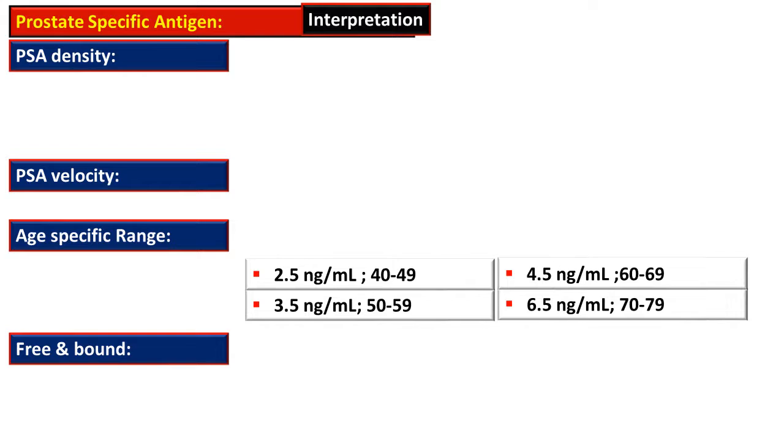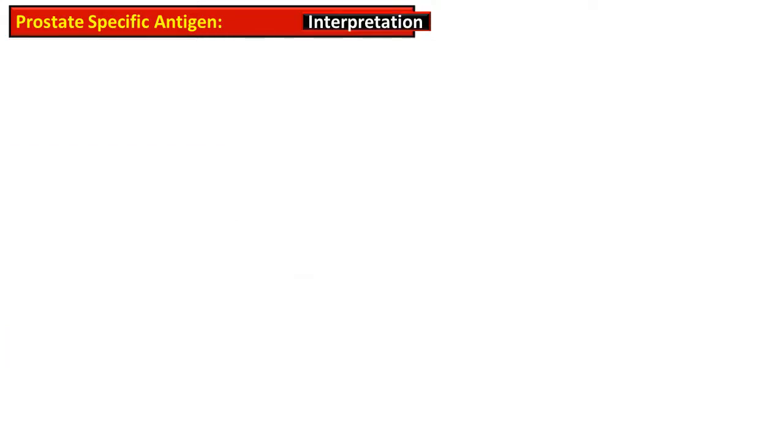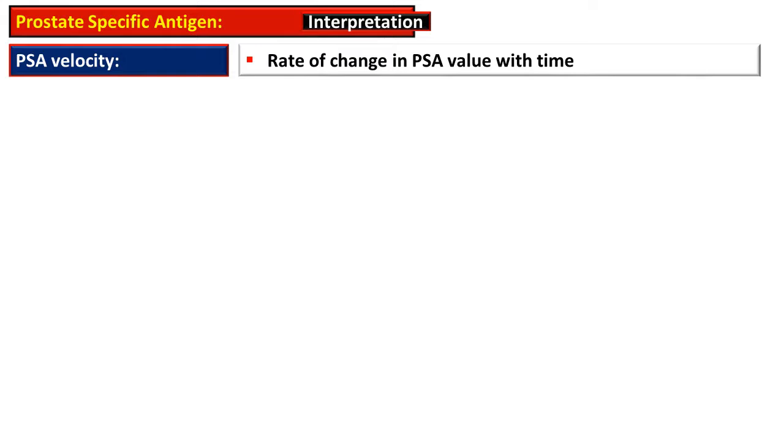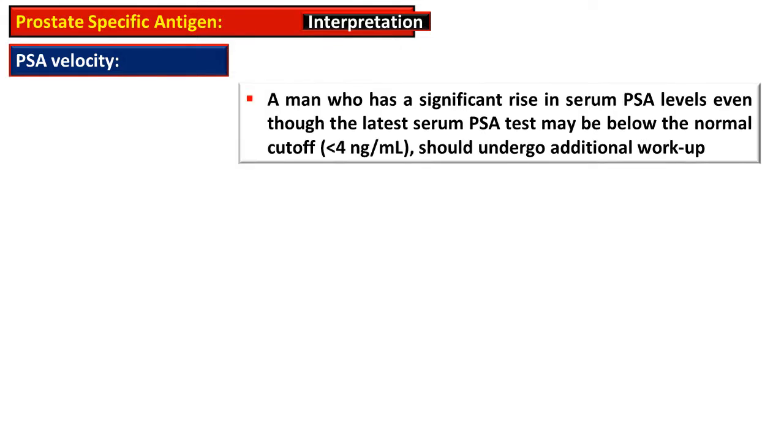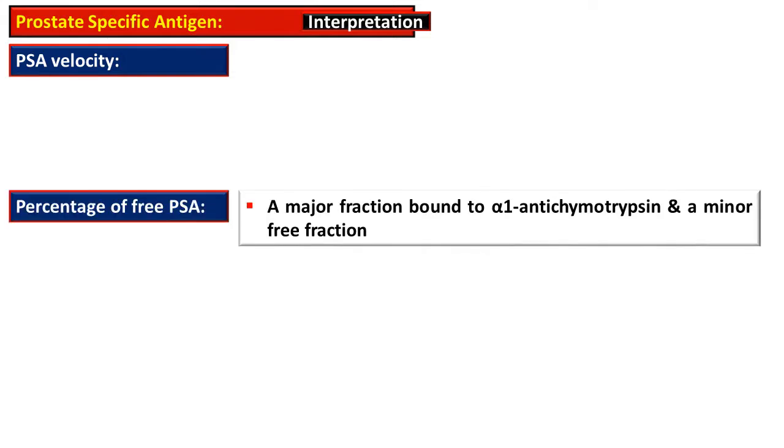The PSA velocity is the term that is applied to a rate of change in PSA value with time. So if there is a significant rise in serum PSA level, even if the latest serum level may be below the normal cutoff, it should be further investigated.